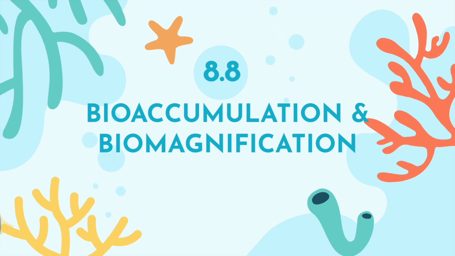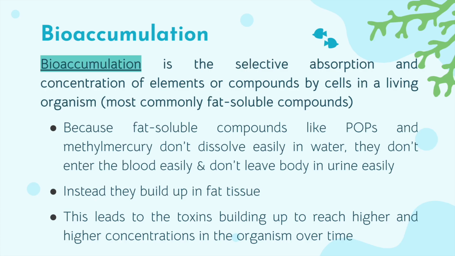Everyone, for this section we are going to talk about bioaccumulation and biomagnification. We'll talk about what each of those are, how they're slightly different from each other, and we'll give examples of them as well. Bioaccumulation is the selective absorption and concentration of elements or compounds by cells in a living organism. Most commonly bioaccumulated are fat-soluble compounds.